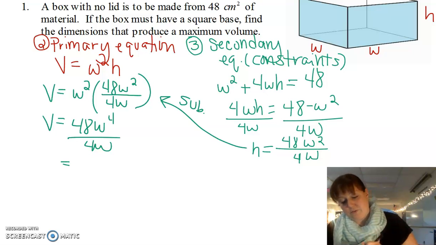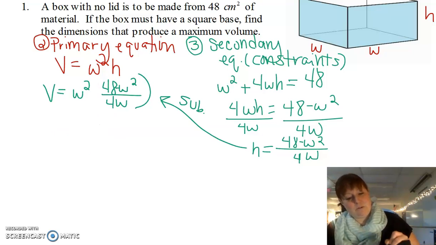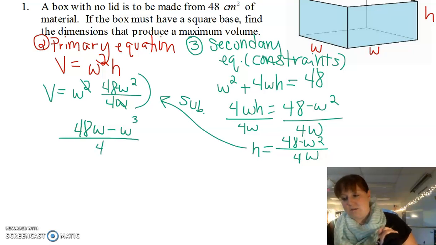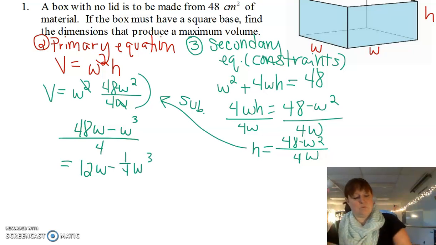I forgot a negative sign. That's minus. I'm like, man, that is not turning out like I wrote it down a minute ago. Okay, so one of our W's cancels out. So we have (48W minus W cubed) over 4, and we could simplify this into 12W minus 1/4 W cubed, so we don't have to do any quotient rule or anything.